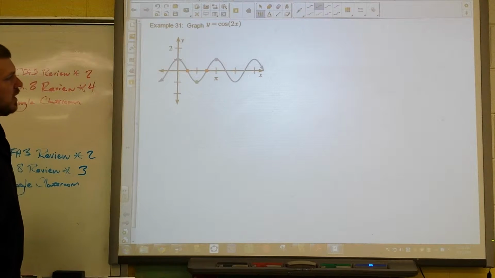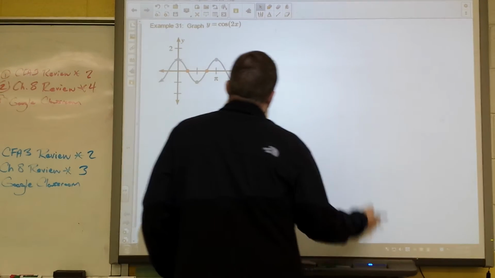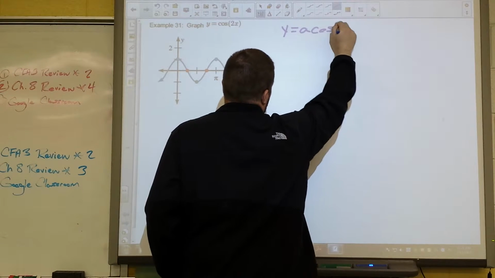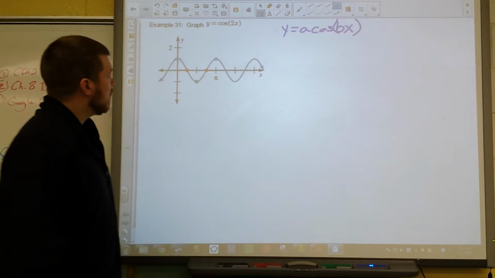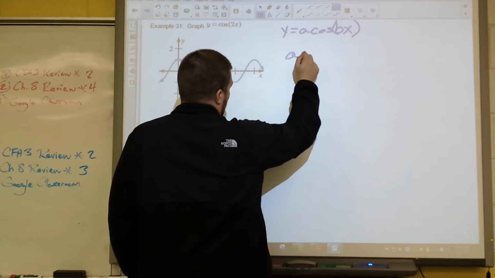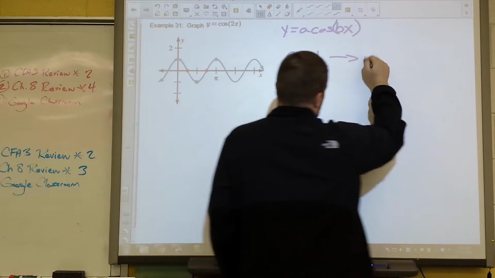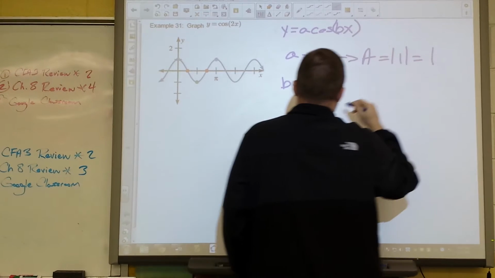Example 31, we have the graph of cosine of 2x. Let's start off with what A and B are. To do that, I'm going to look at the pattern, A times the cosine of bx. Again, I'm just looking at my parent function. Based on this pattern, I have A equals 1 and B equals 2. Well, A equals 1 tells me my amplitude, which is just the absolute value of 1, is 1.